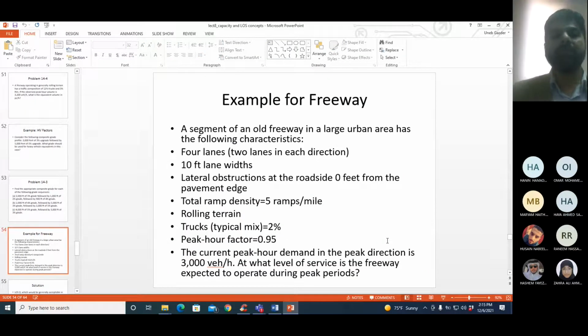Moving on. Now we will do a couple of full examples in which we will calculate everything related to level of service. One for freeway, one for multilane highway, and then we stop there, inshallah. So this example is for a freeway. This freeway has the following characteristics: 4 lanes, 2 lanes in each direction, 10 feet lane width, lateral clearance on the roadside. By roadside, they mean the right hand side, because for freeways, I need the lateral clearance on the right hand side, which is given as 0 feet.